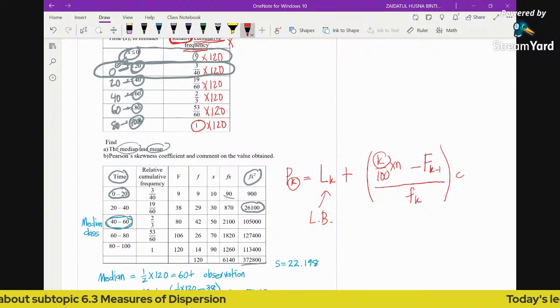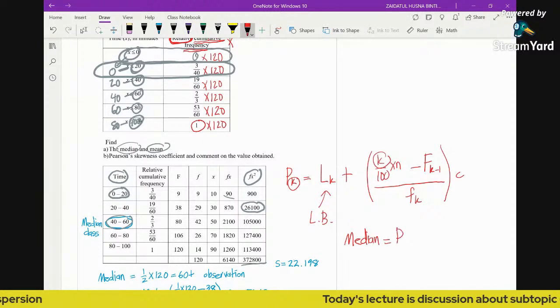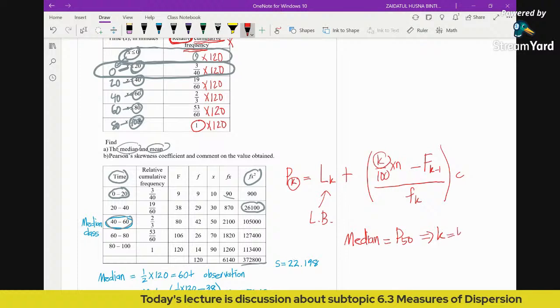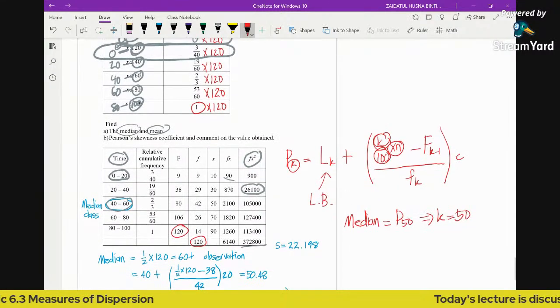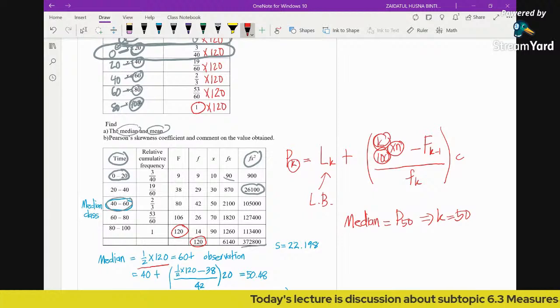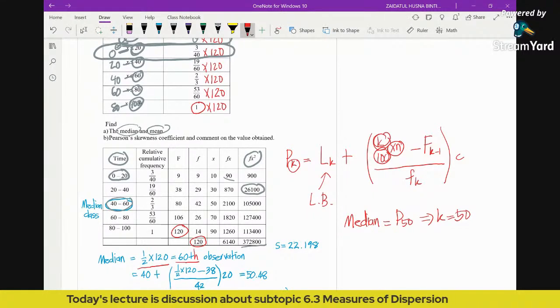So median is equal to the 50th percentile. In this case, we know that K is 50. So K is 50, so 50 over 100 times 120. Now we determine the location. 1 over 2 times 120 will give us 60, right? So we know that the median is located in the 60th observation.